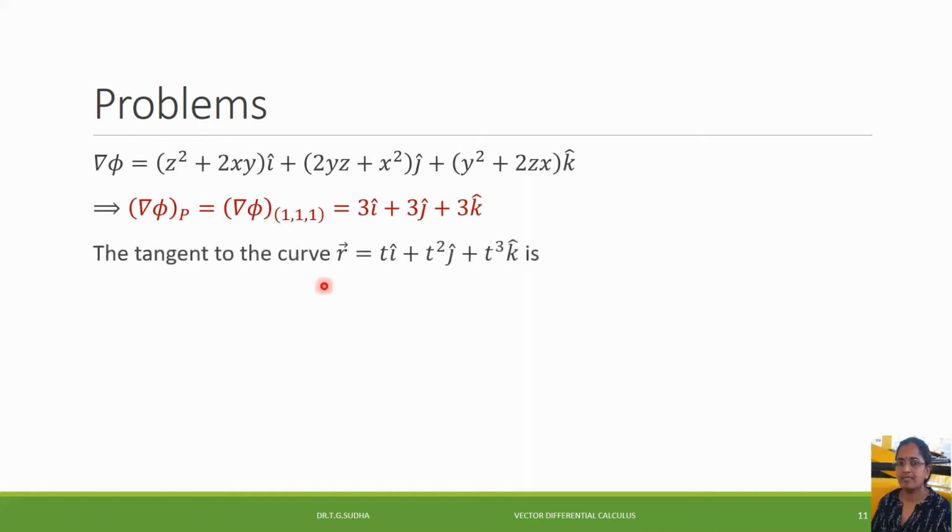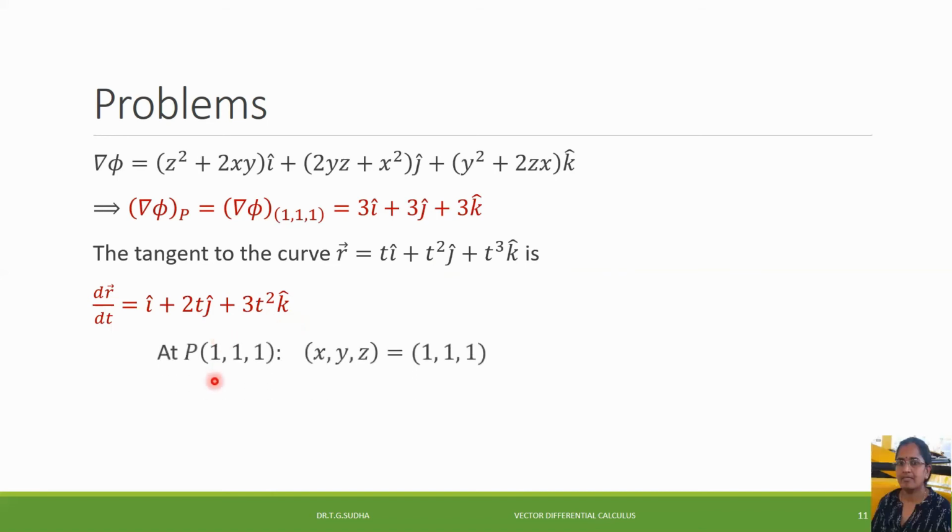Now the tangent to the curve r, we need to find dr by dt. So let us differentiate this with respect to t. So we get dr by dt is equal to t on differentiation becomes 1. So 1 into i is i, plus t square on differentiation gives us 2t into j, t cube on differentiation gives us 3t square into k.